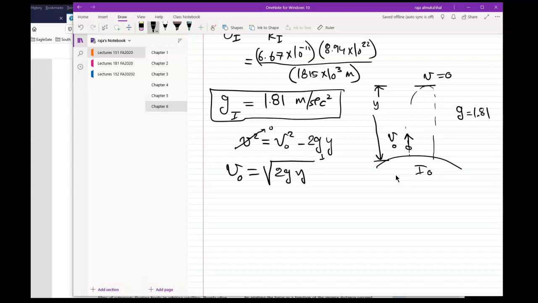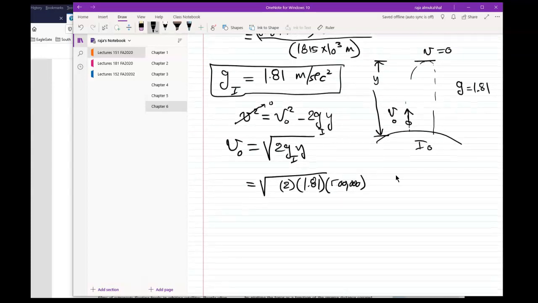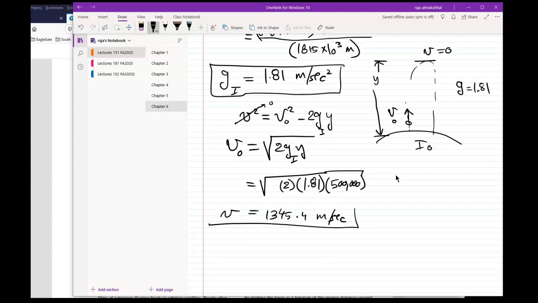The G here, of course, on Io. And there we go. So I have here 2 times 1.81 times the height, 300,000. I'm sorry, 300 or 500? Let me go back. 500. I beg your pardon. 500. And then I calculate that. When I calculate that, I get 1345.4 meter per second. Okay, so the initial speed is 1,345.4 meter per second ejected.